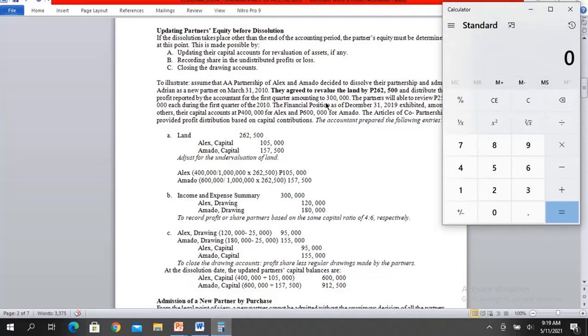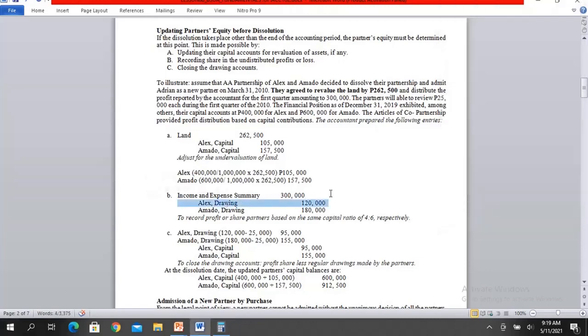Paano gagawin doon? Yung 400,000 ulit na capital account ni Alex noong December 31, 2019 divided by 1 million, which is yung total na capital accounts nila Alex and Amado as of December 2019, 40% multiplied by 300,000 na naging profit nila or net income nila noong first quarter. So, 120,000 yung kay Alex.